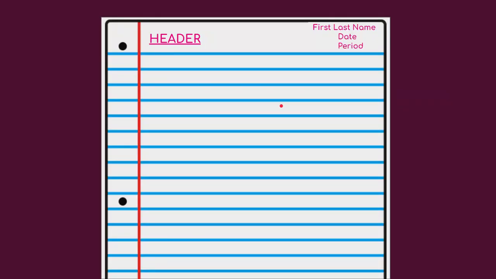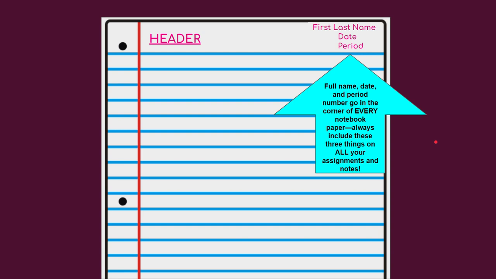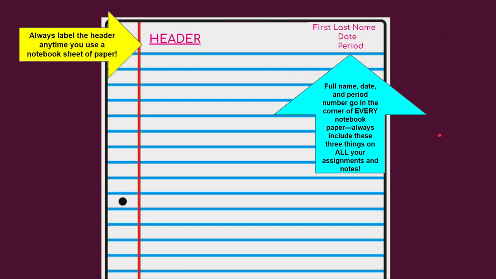So for a sheet of notebook paper, please put your name, date, and period in the top right hand corner, and as always, make sure you fill in the header completely with mug 17 sentence types.